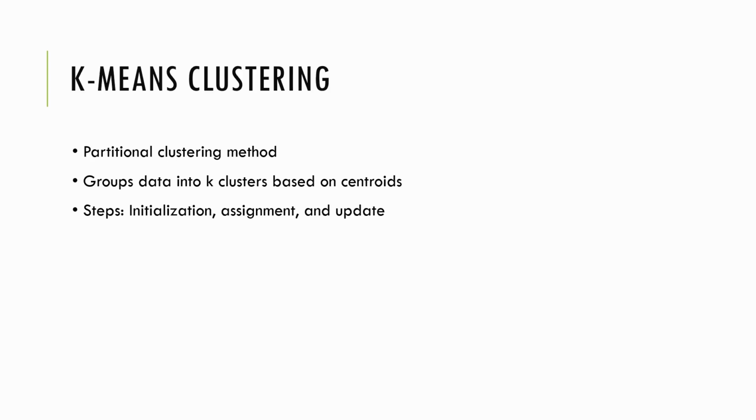One of the most popular clustering algorithms is k-means. The idea behind k-means is simple. We choose a number k for the clusters, randomly assign centroids, and then assign data points to the nearest centroid. We repeat this process, recalculating the centroids until they stabilize. It's a straightforward yet powerful technique for many real-world clustering tasks.